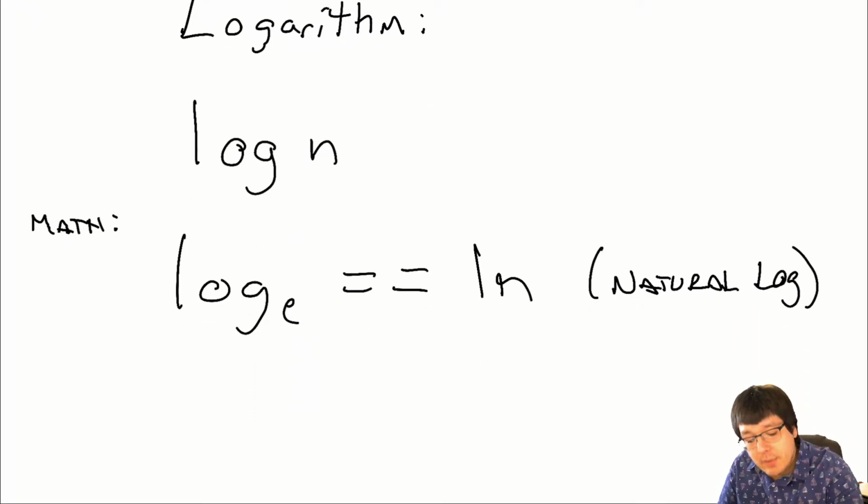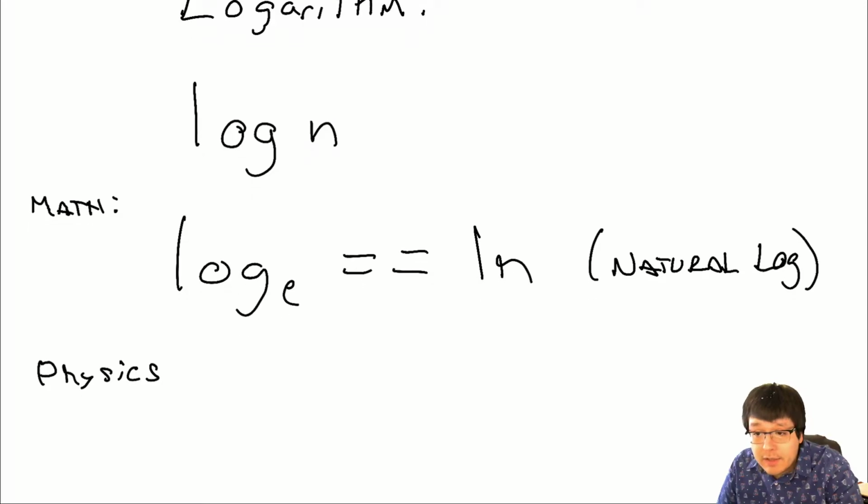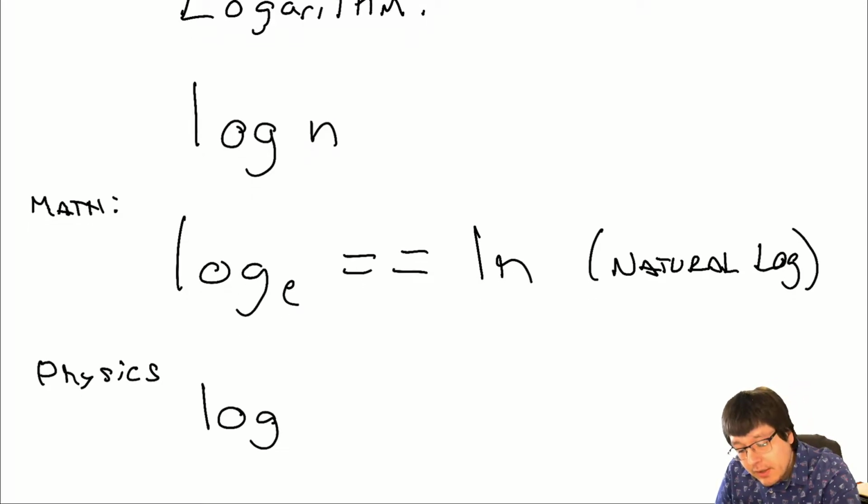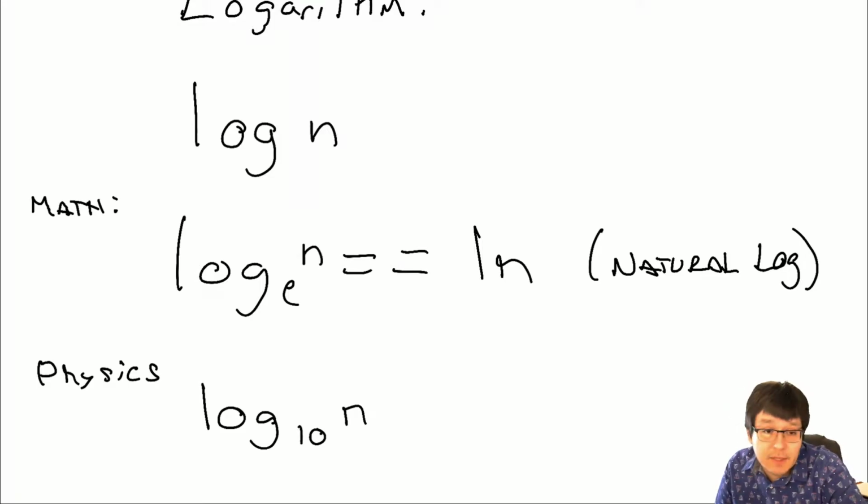If you ask somebody in physics and you tell them log n, what are they going to think? They're probably thinking base 10, because typically in physics they usually use a base 10 logarithm.